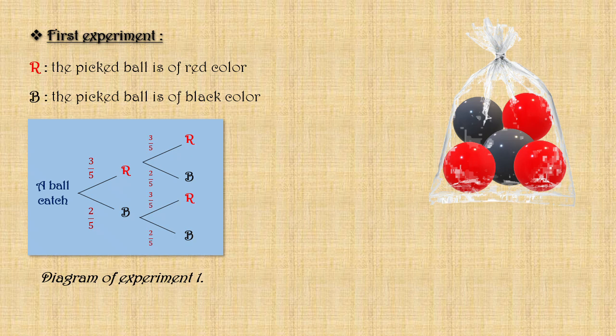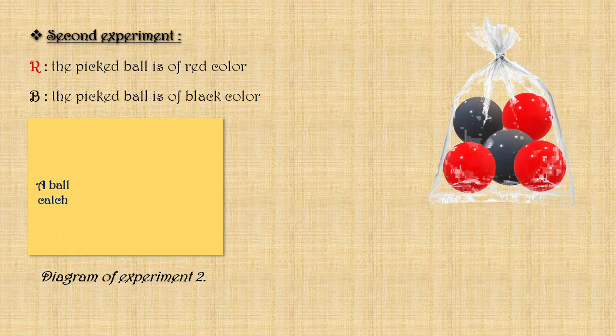Now, let's move on to the tree diagram of our second experiment. For our second experiment, as in the first one, we would have 2 possible outcomes for our first catch of a ball, which are the events R and B. And for each of these outcomes, we would have for our second pick of a ball, either the event R or B, as an outcome.